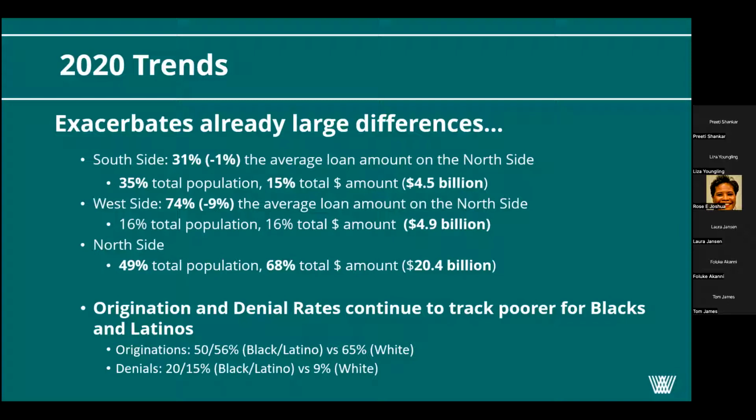We see lower rates of originations and higher rates of denials for Black and Latino populations. And in the whole region overall, Blacks and Latinos have origination rates 15 and 10% lower than whites, and denial rates for Blacks are nearly twice as high as whites, and for Latinos about 1.5 times as high.